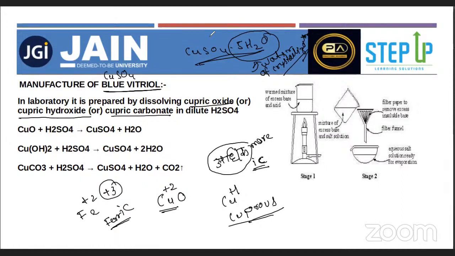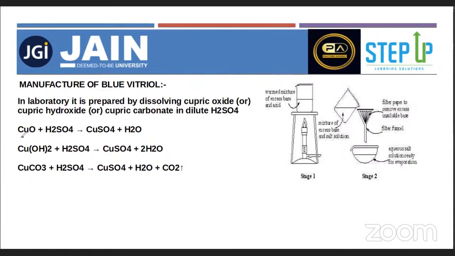Anyway, copper oxide reacts with H2SO4 and forms copper sulfate. I'm using dilute H2SO4; it doesn't need to be that concentrated. It liberates H2O. Here also CuSO4 forms and H2O is liberated, which escapes out. All the reactions are the same. If you react oxide, hydroxide, or carbonate with H2SO4, they form CuSO4 and H2O comes out. In the carbonate, there is an extra product, that is CO2. This is important.